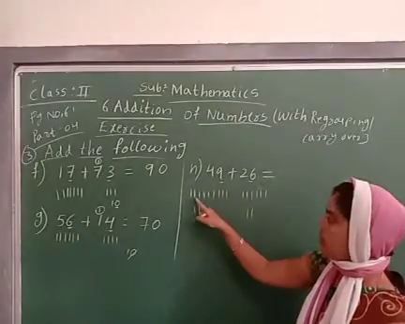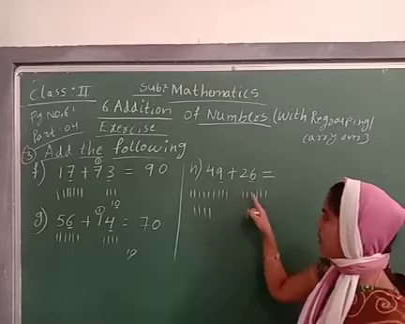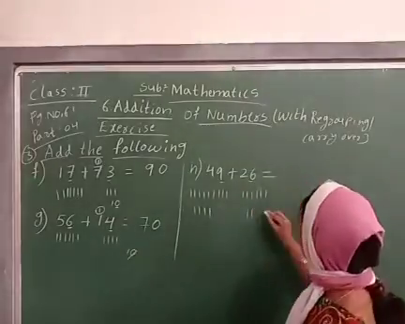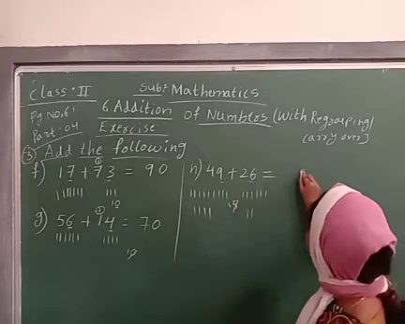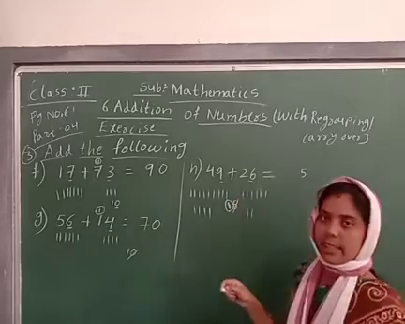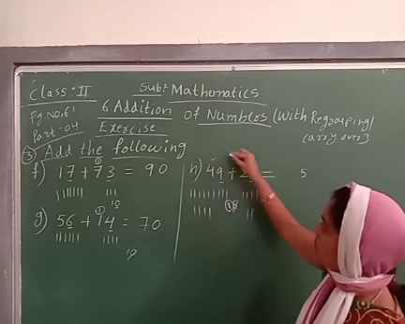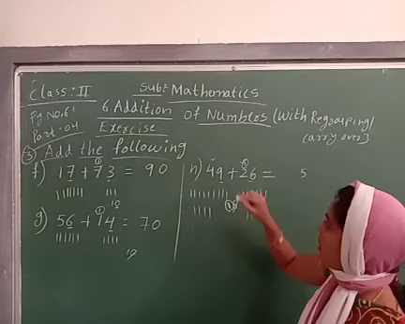See here. 1, 2, 3, 4, 5, 6, 7, 8, 9, 10, 11, 12, 13, 14, 15. So here it is 15 only. 15 means 5 in the ones place, and 1 is carry. Then you check the tens place number, children. The tens place numbers are 4 and 2. So the carry also came here.